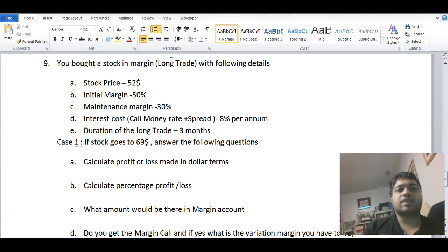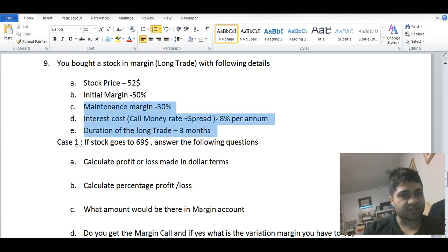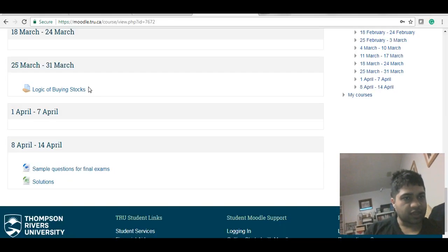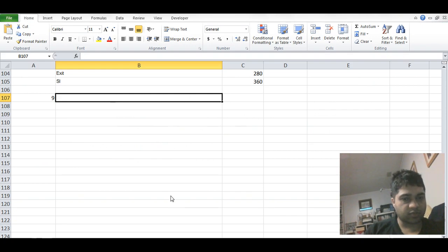The 9th question. You have bought a stock on margin. You have traded long. The following details are given. The stock price is 52. Margin is 50%. Maintenance is 30%. Interest cost is 8% per annum, and duration of the trade is 3 months. So let me copy this, put it here.